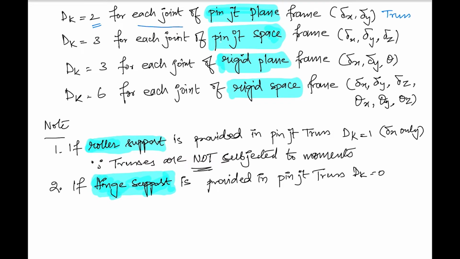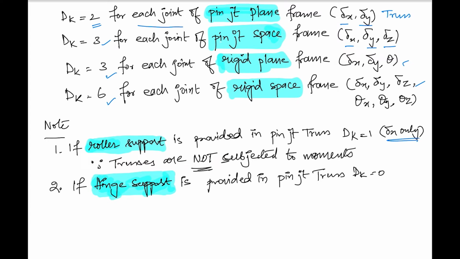Similarly, for space frames it is 3, for a rigid plane frame it is 3 for each joint, and for a rigid space frame it is 6. Why? Because it can have delta x and delta y directions, or delta x, delta y, and delta z directions, and so on. Important points to note: if a roller support is provided in the pin jointed truss, the dk of that is equal to 1, that is delta x only.